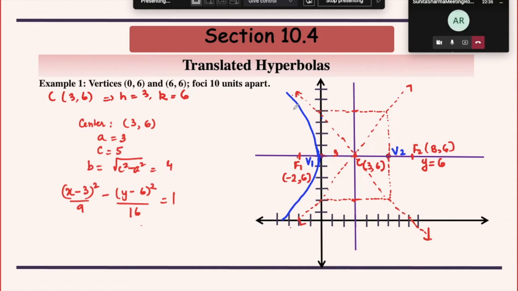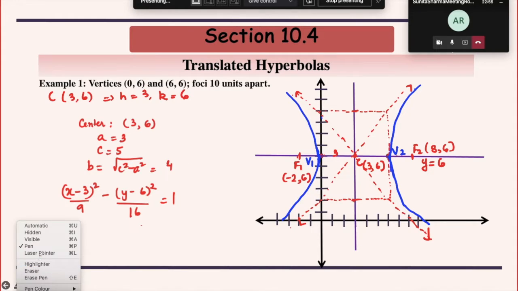So try to make it as symmetric as possible, and on the other side also. So that's the sketch of your hyperbola. These are your two branches. And what are the equations of the asymptote? Equations of the asymptote, how do you find them? Plus or minus 4 by 3 into x minus 3 plus a.